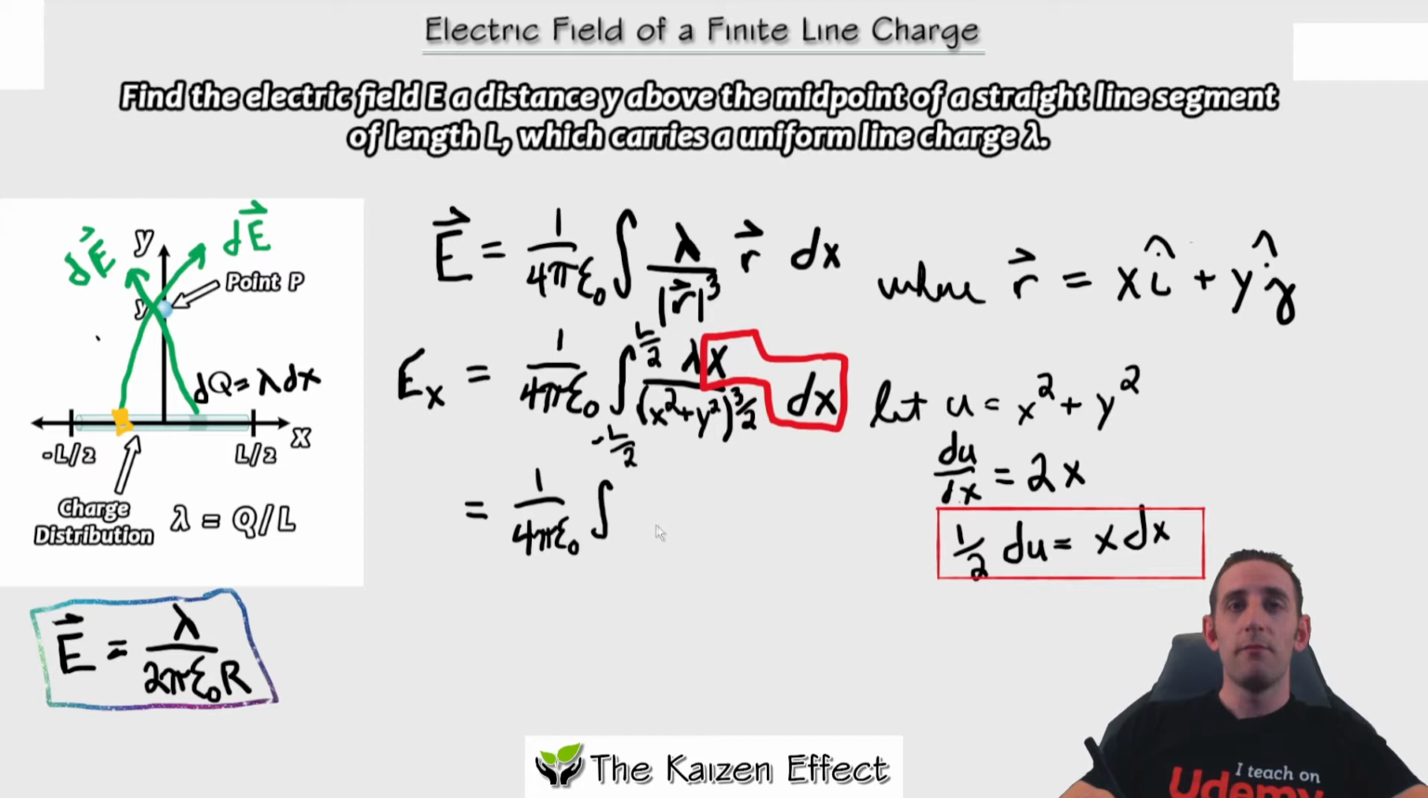And I'm going to pull out the lambda right here. And then x dx becomes 1/2 du. And then we have a u to the negative 3/2. All right? So when we get this, we can evaluate this pretty easily, right? So we get a lambda over 8 pi epsilon naught.